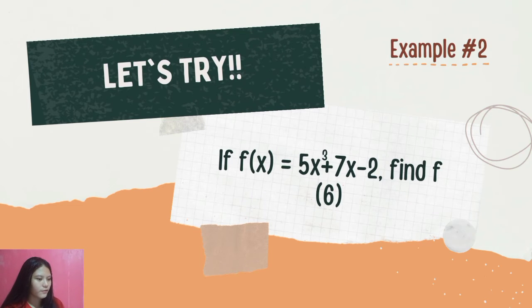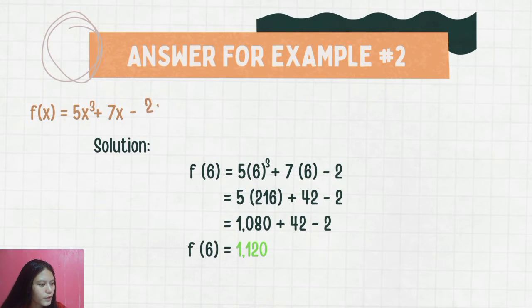Example number 2. f of x is equal to 5x raised to the third power plus 7x minus 2 and the given value of x is 6. So again, we have to replace or substitute all the variables by the given value of x. f of 6 is equal to 5 times 6 raised to the third power plus 7 times 6 minus 2. So we have to compute what's in the parentheses first.